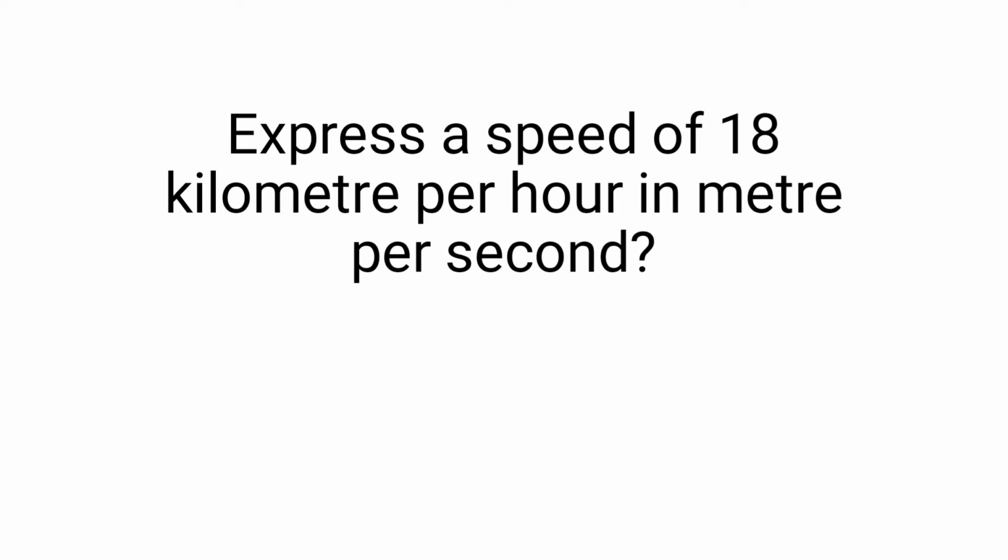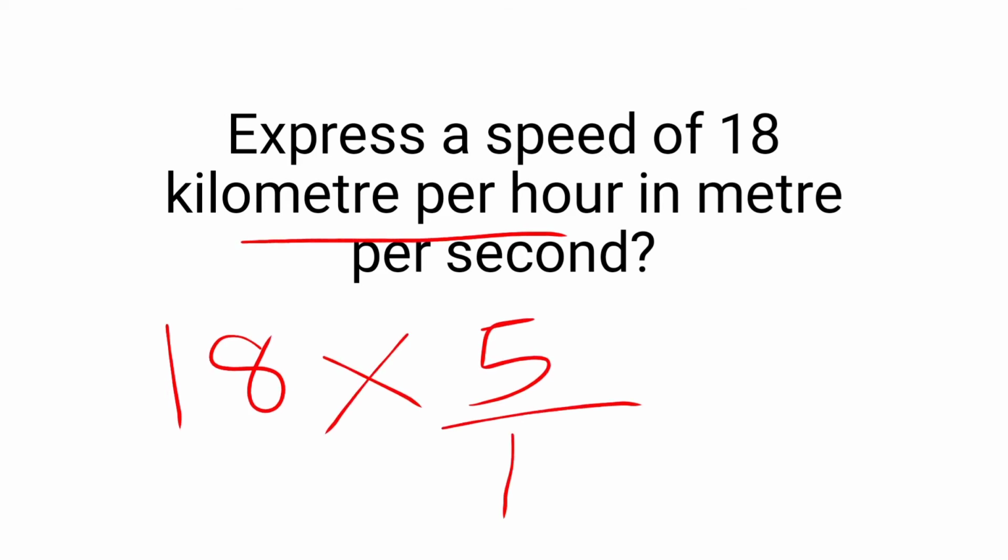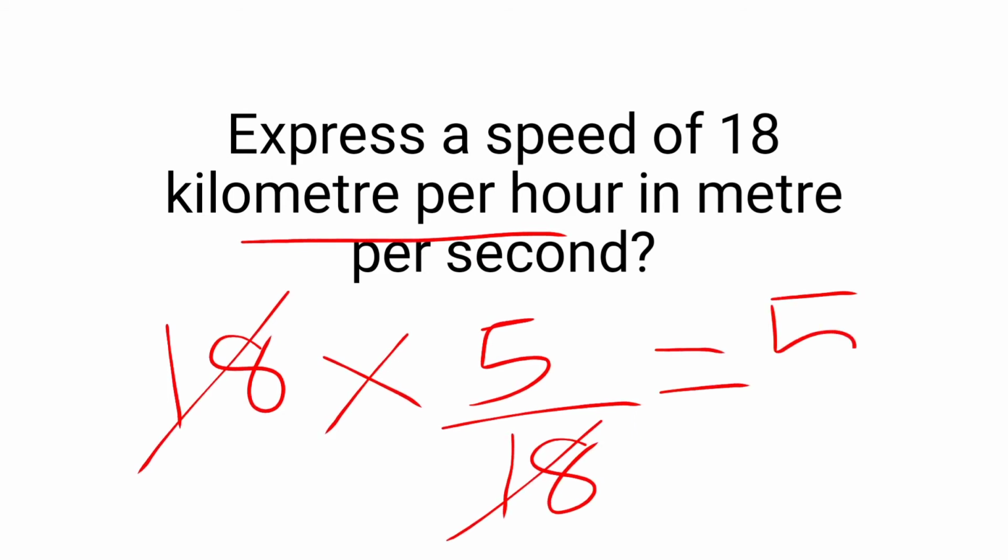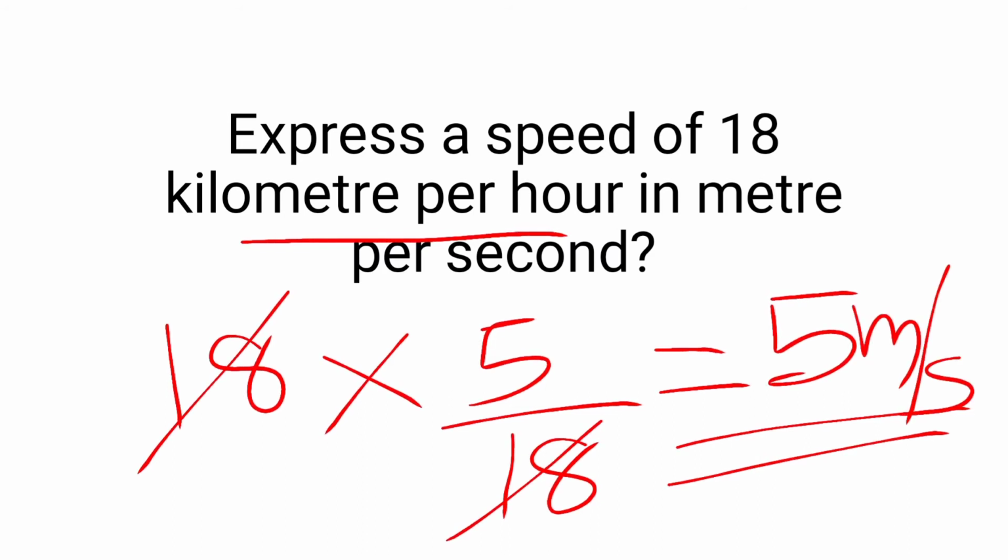Now express the speed of 18 km per hour in meter per second. So we have studied what to do when kilometer per hour is to be converted into meter per second. It has to be multiplied by 5 by 18. So here 18 km per hour into 5 by 18, that is 5 meter per second. Okay, 5 meter per second. So we will move on to the first question now.